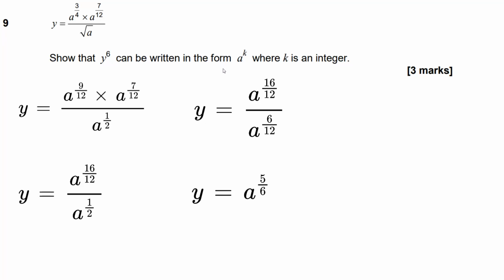Raise both sides to the power of 6, so y to the 6 equals this to the power of 6. Whenever you're doing anything to the power of 6, the powers just multiply. So 6 times by 5 is 30, divided by 6 is 5. So y to the 6 equals a to the 5.